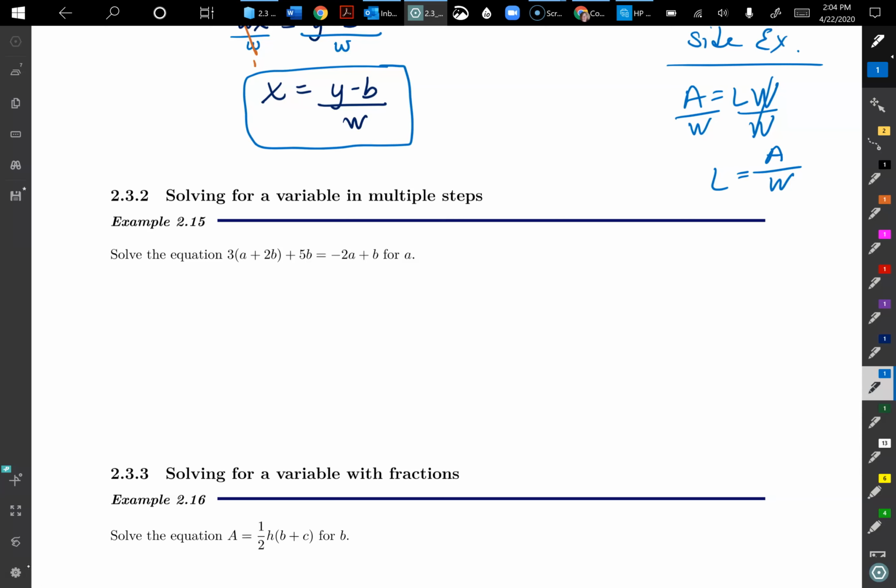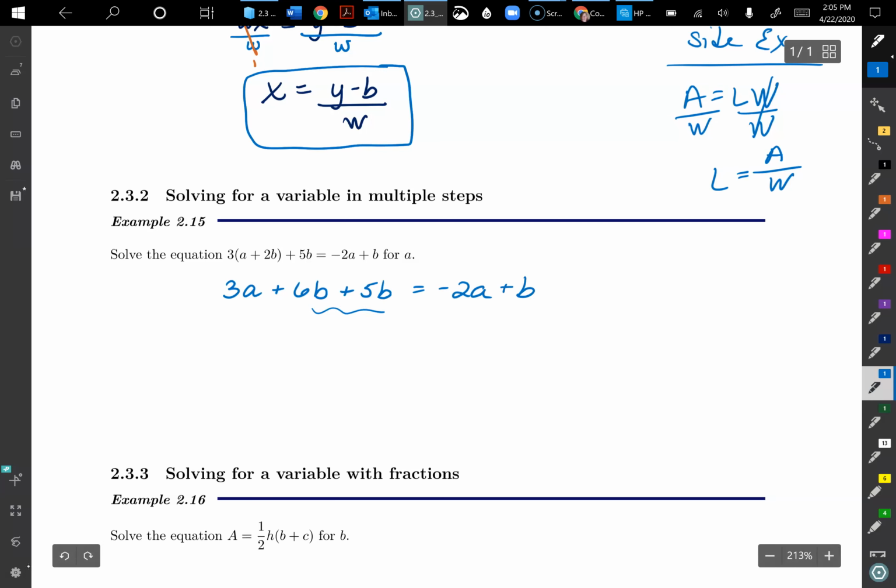So solve the equation 3 times quantity a plus 2b, and quantity, plus 5b equals negative 2a plus b for a. So we're isolating a right here. And we also have an a on this side. So one of the things we need to do is free up a out of these parentheses, the grouping symbols there, first off. Then we need to collect our variables that we're solving onto one side. So this will become 3a plus 6b plus 5b equals negative 2a plus b.